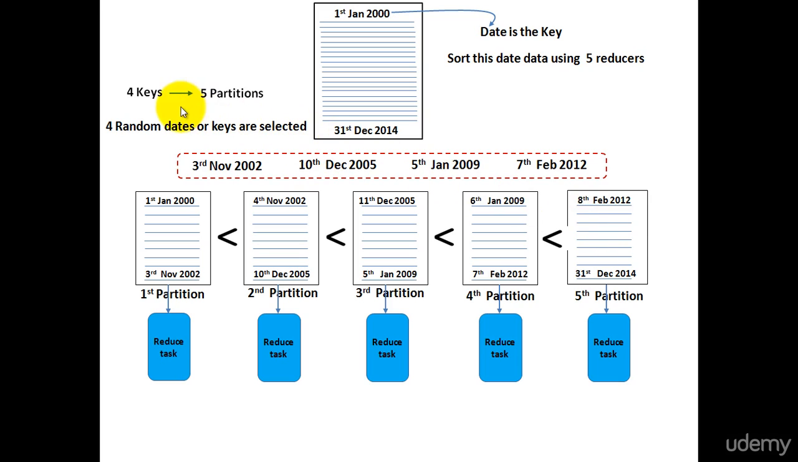In this way, using 4 random dates or random keys, all the dates are sorted across 5 partitions. That is, if we configure n reducers in our MapReduce program, then by selecting n-1 random keys, we can create n partitions, and all these partitions will be globally sorted. This is the logic behind total order sorting in MapReduce.